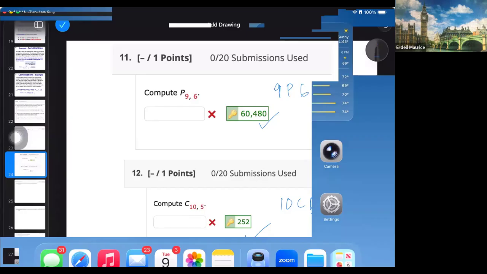So let's see, the same answer gets divided by the factorial of r. So it's basically the same permutation answer, then divided by 5 factorial. So you take the answer, get the answer.